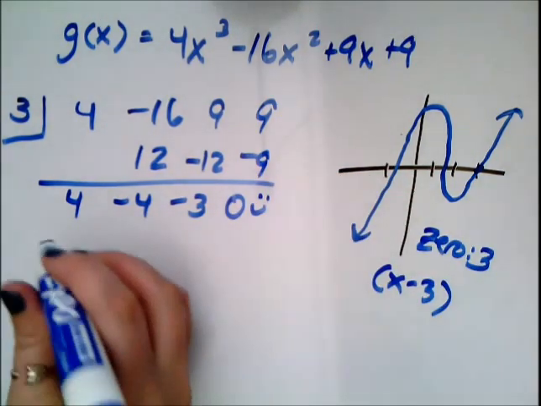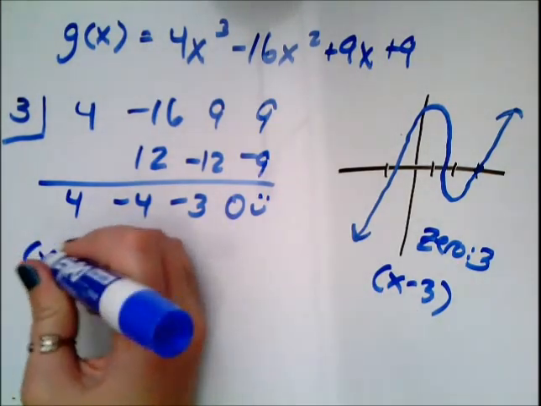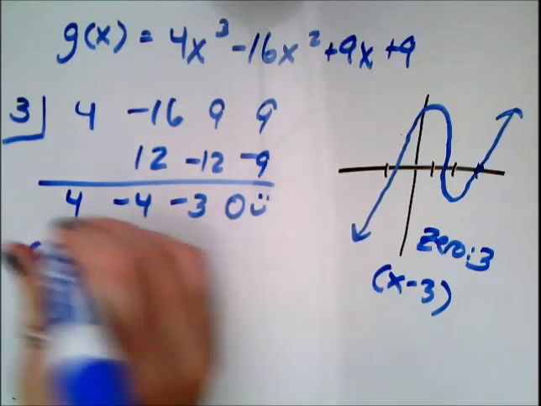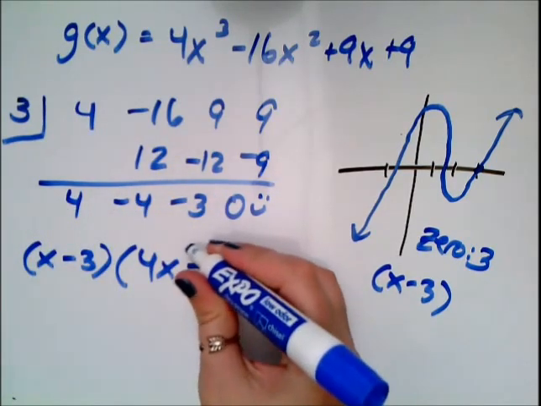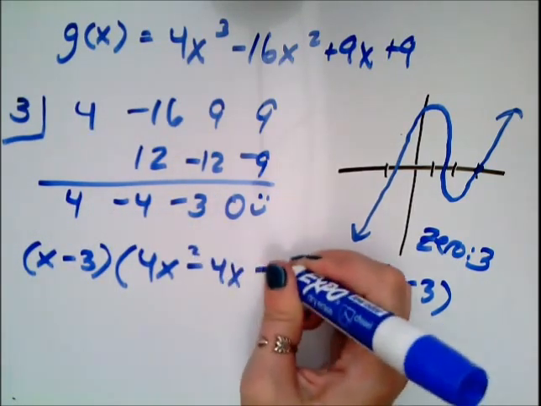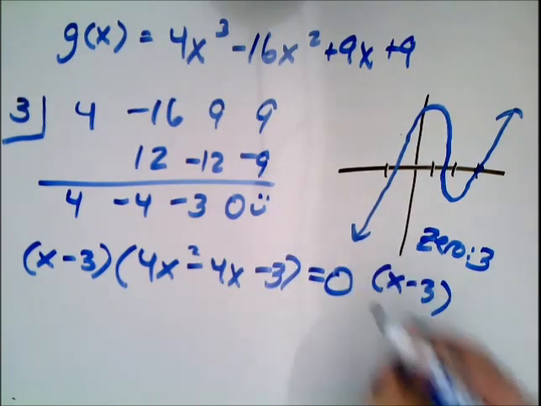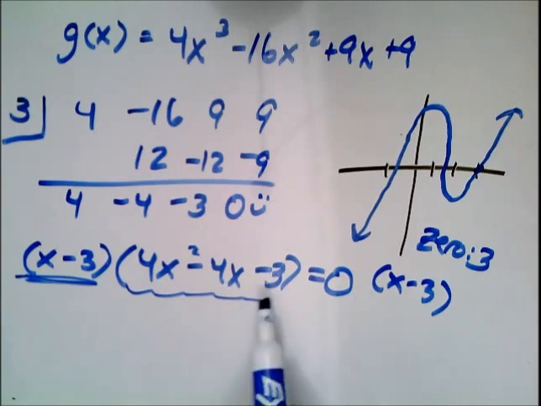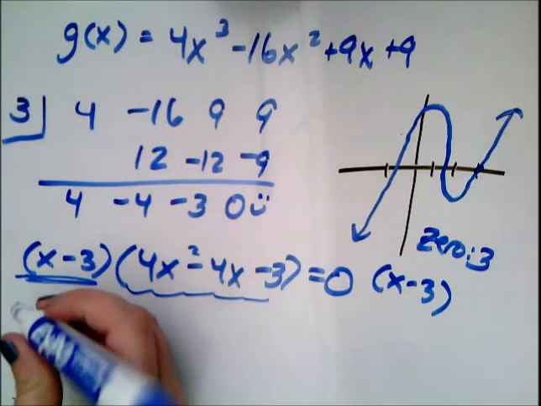So why is that useful? Because we just factored out this factor, and picture what we're left with now. This says 4x squared minus 4x minus 3. So it's all one degree less than before. So we already have 1 zero from here. Now we could try to factor this, and if it doesn't factor, we could use the quadratic formula. And I think this one factors.